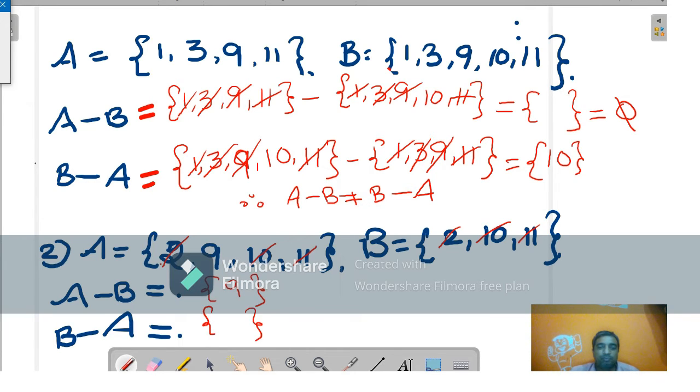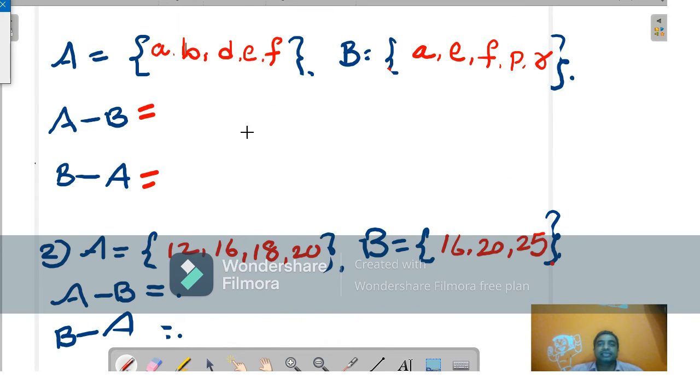Now coming to B minus A. What are the elements left in the first set? B is the first set. How many elements are left? Nothing. So null set. Here also we can say A minus B is not equal to B minus A. Okay, so this is about A minus B and B minus A. Let us see a few more examples.